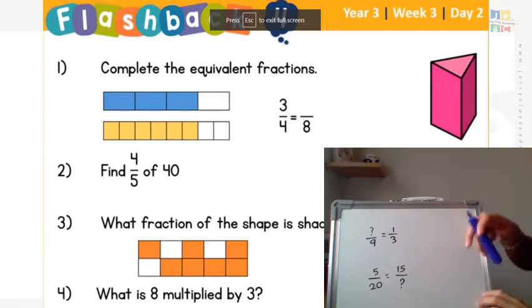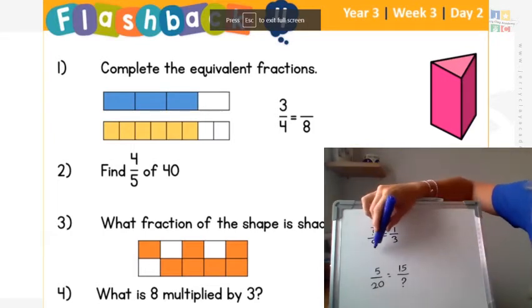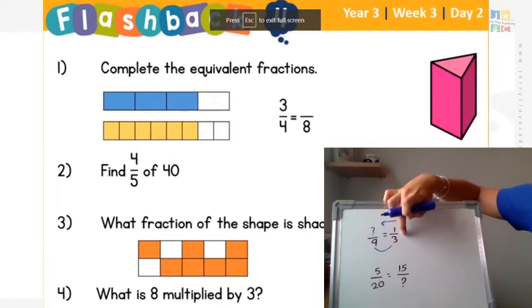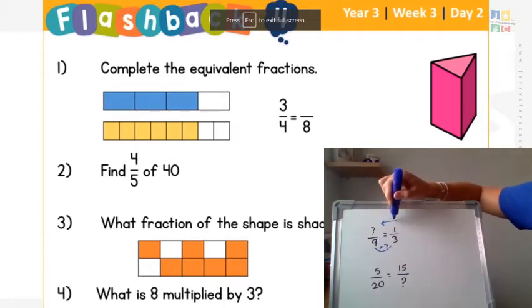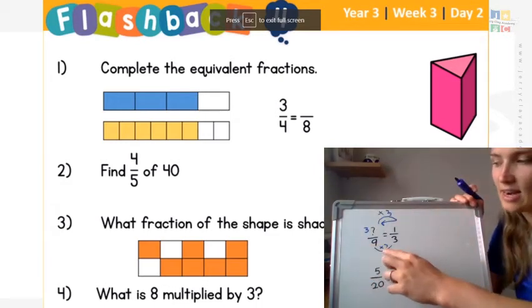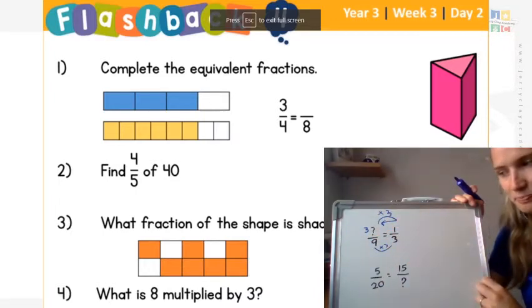Okay, so let's have a look at the first one. So I know that I have got my denominators. I want to know, because obviously we're going this way now, how I got from 3 to 9. So I'm going to times it by 3. So because I've timesed the bottom by 3, I'm going to now times the top by 3. So 1 times 3 is 3. Alternatively, we could change it. We could do 9 divided by 3 is 3, and 3 divided by 3 is 1 to find the answer.